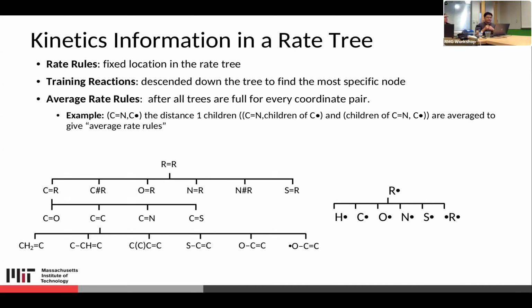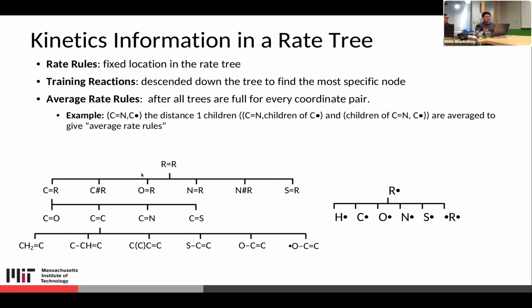Some of the information that we include in the rate tree: we have rate rules, which are fixed in the rate tree. We have training reactions, through which we descend down the tree to find the most specific pair. And then we have averaging rate rules. Actually, let me rewind a little bit. When we have a reaction, we descend down the tree and try to fill it in as much as we can with existing data, matching coordinates of each of these nodes.